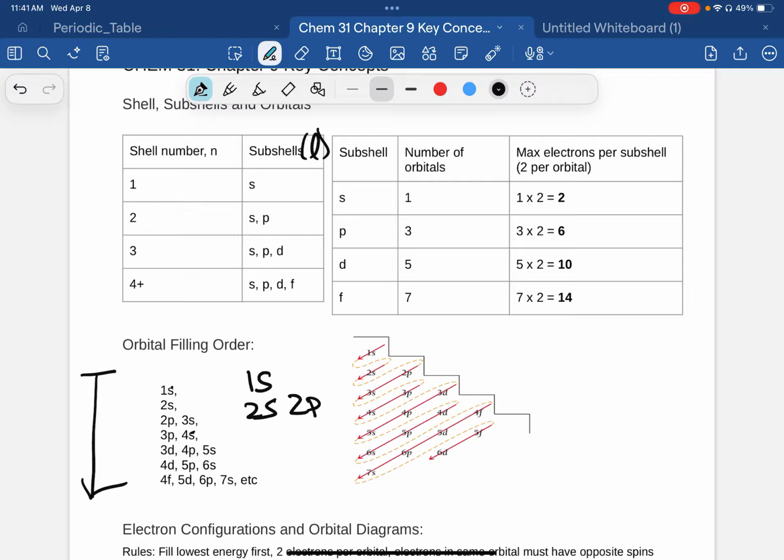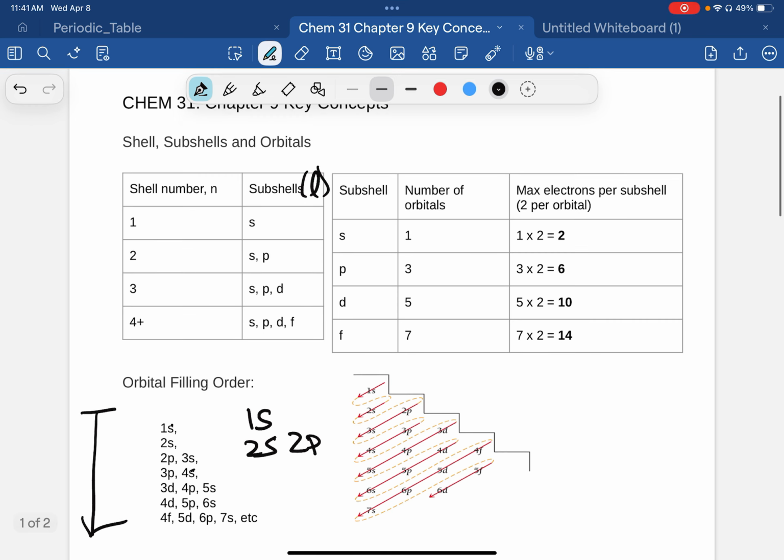But what gets weird is right here where they start jumping. The 4s orbital actually has less energy than the 3d. And so this is where you really just have to write it down. So the order becomes 1s, 2s, 2p, 3s, 3p, and then 4s, and then back up to 3d. So this is one of those things that you should just write down in your notes, unless you can figure out how to use this squiggly pattern, which I know some people do like. So this is just the information you're going to need in order for us to create orbital diagrams.